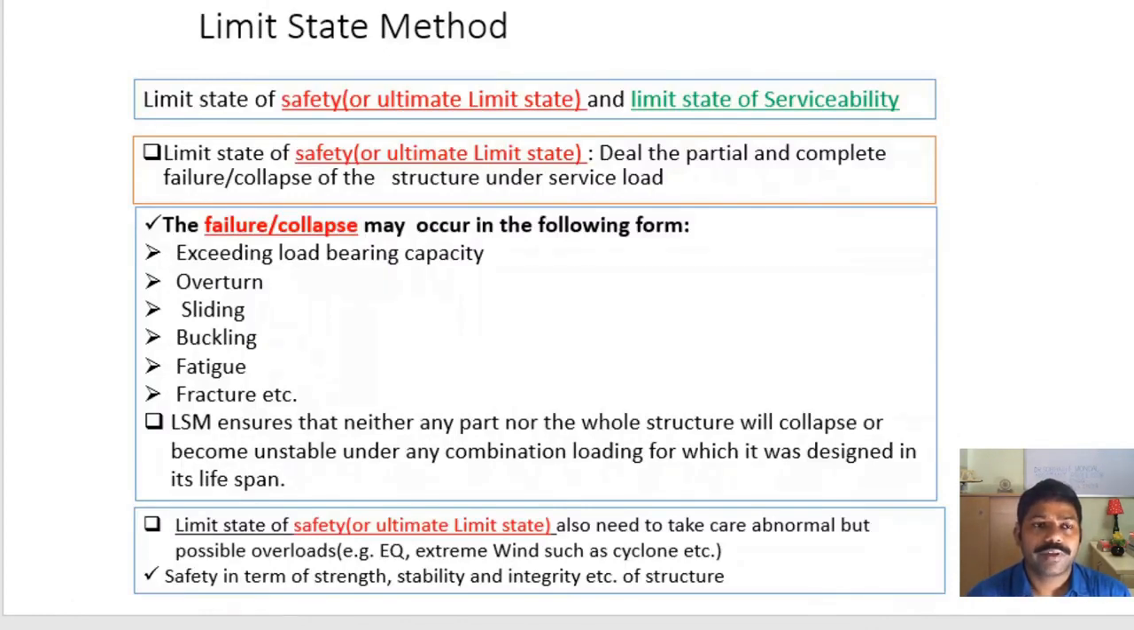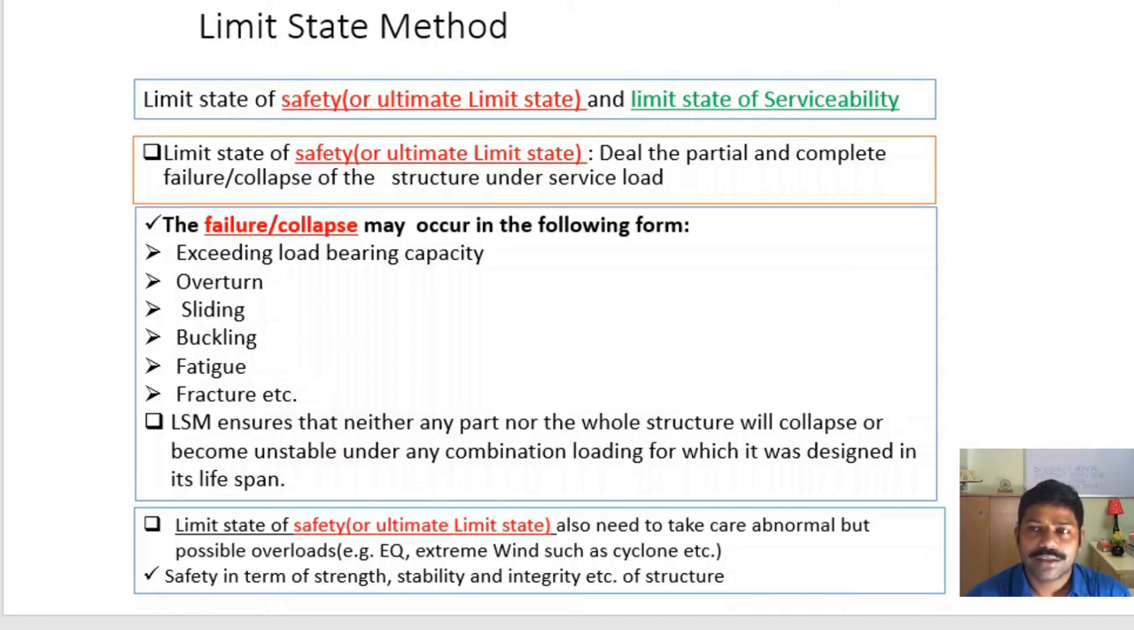The limit state method is based on two criteria: the limit state of safety, which is also known as the ultimate limit state, and the limit state of serviceability. First we will learn what the limit state of safety is, and then the limit state of serviceability. The limit state of safety, also known as the ultimate limit state, deals with partial and complete failure or collapse of the structure under the service load.